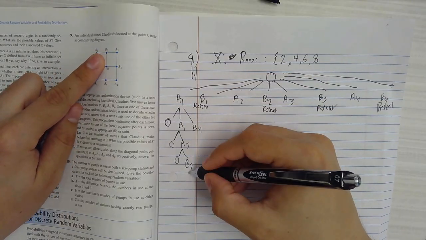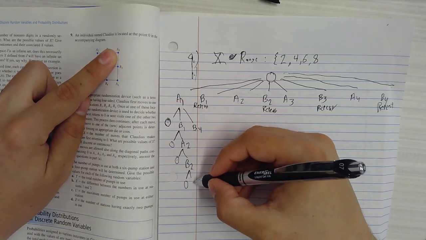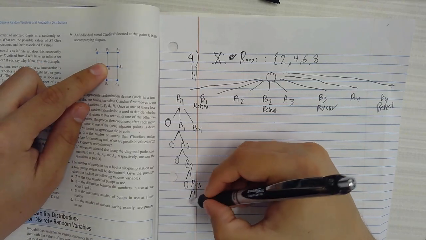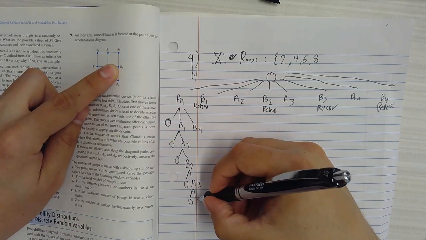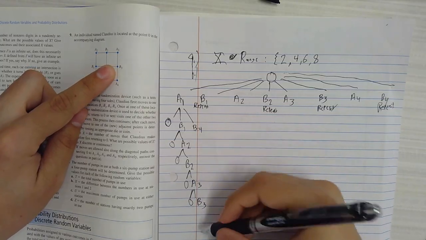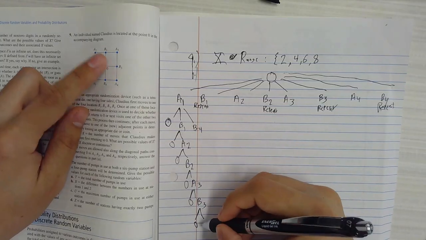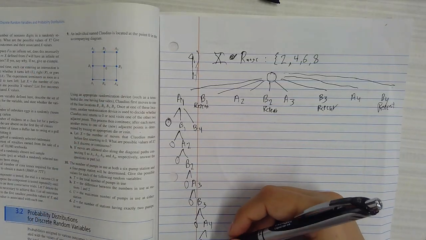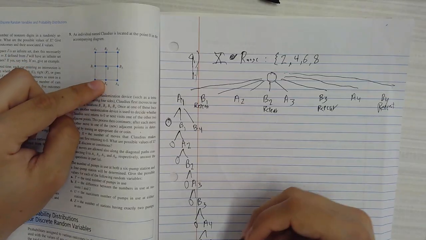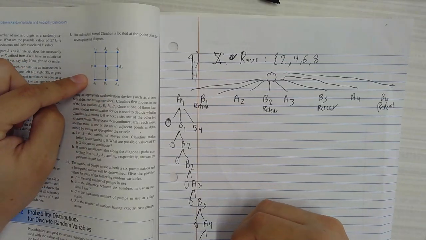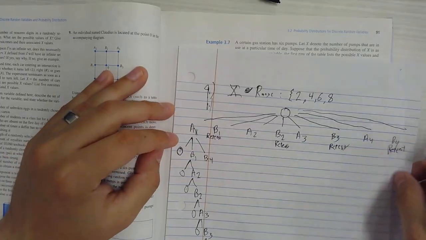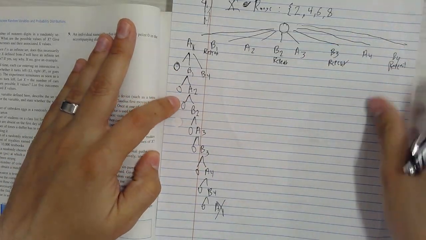And B2 can go to 0 or A3. And A3 can go to 0 or B3. B3 can go to 0 or A4. And A4 can go to 0 or B4. And B4 can go to 0 or A1, but A1 would not be a legal move because we have A1 up here. So let's see what number we come up with now.